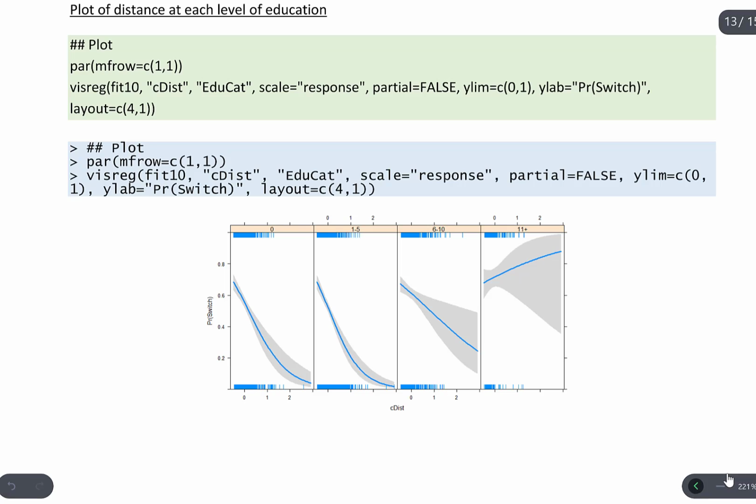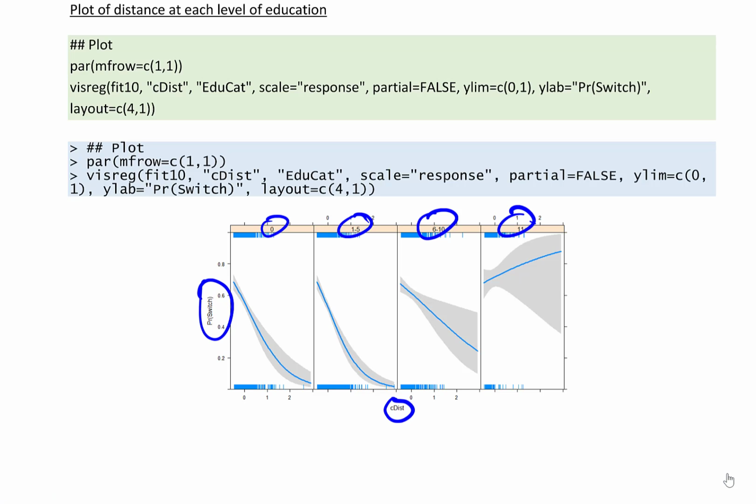And so notice here, each of these plots represents a different education grouping, and for each of these we can look at the effect of distance on the probability of switching. We can see here that for those low education groupings, we see a dramatic drop in the probability of switching as we increase distance. But for the higher education groups, we see less of that effect, and even when we look here, this one becomes almost flat.